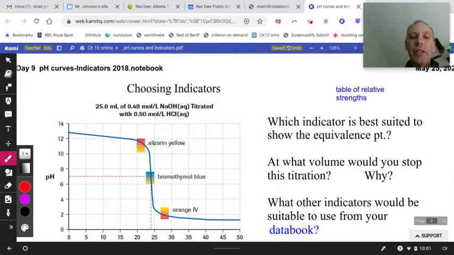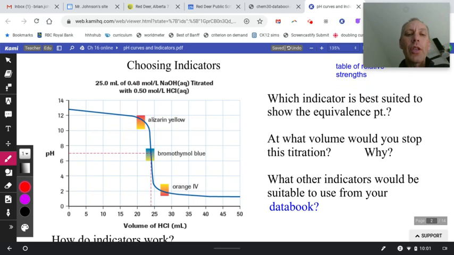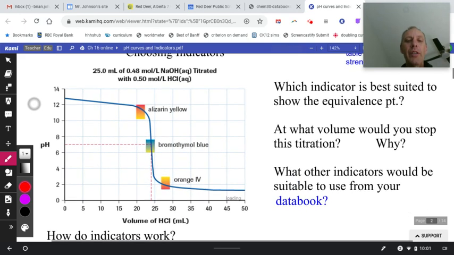So you need to be able to pick an indicator that will show you the equivalence point, and it changes color at the end point. Which of these three indicators is best suited to show the equivalence point? Alizarin yellow, bromothymol blue, or orange 4? And your answer would obviously be bromothymol blue.